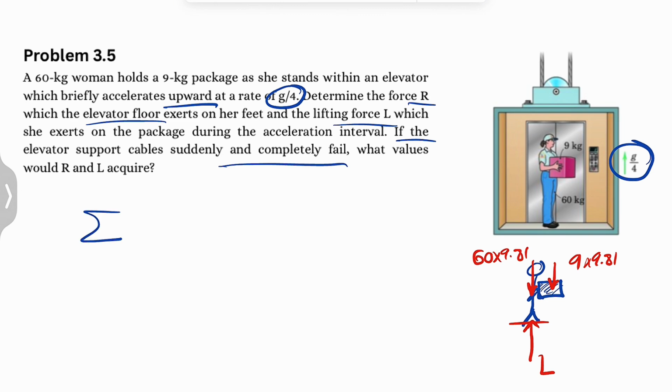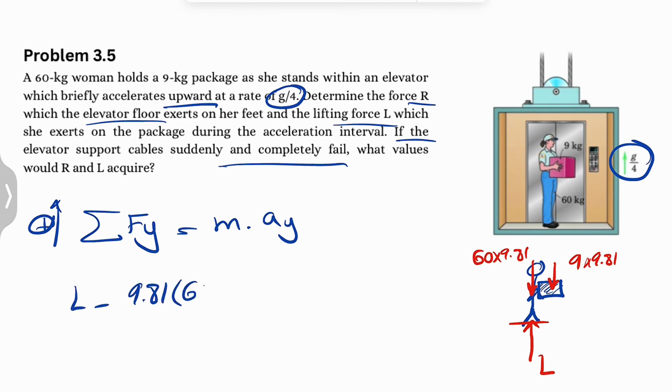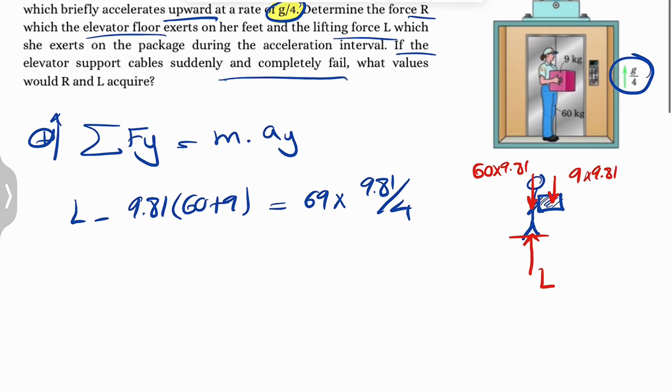And we have the sum of all forces in y equal to mass times acceleration in the y direction, and let's just consider this our positive. So the forces that we have is L minus, we can factor 9.81 or g, 60 plus 9, the total mass, 69, times g, 9.81 divided by 4, and that's the acceleration that is given in the question. So here we have the acceleration, so we're going to have only one unknown. That's going to give us the force L, which is the answer for the first part of the question.